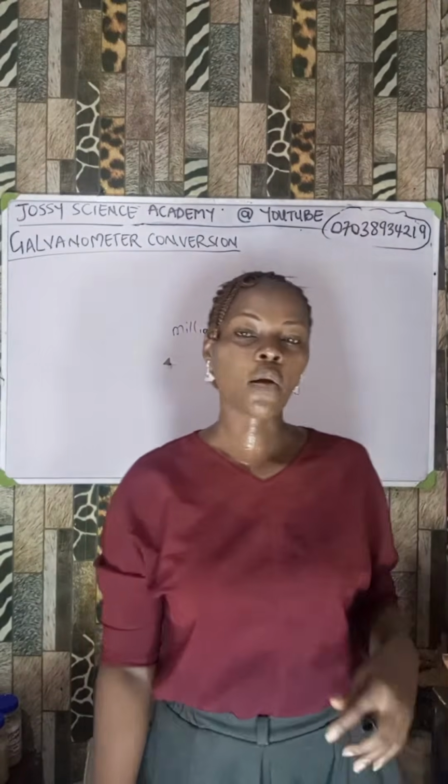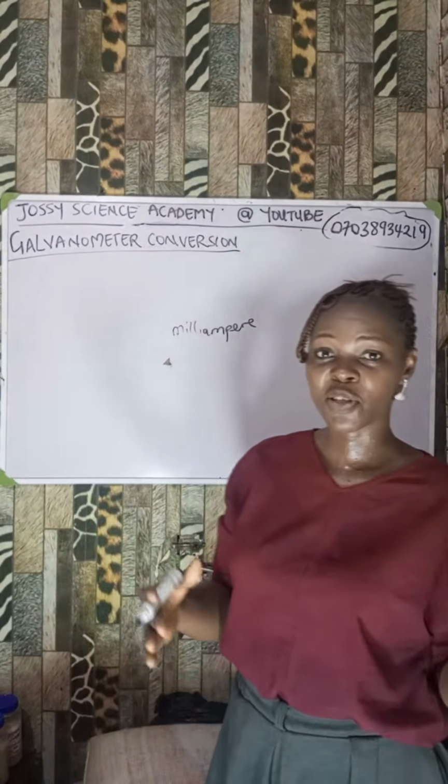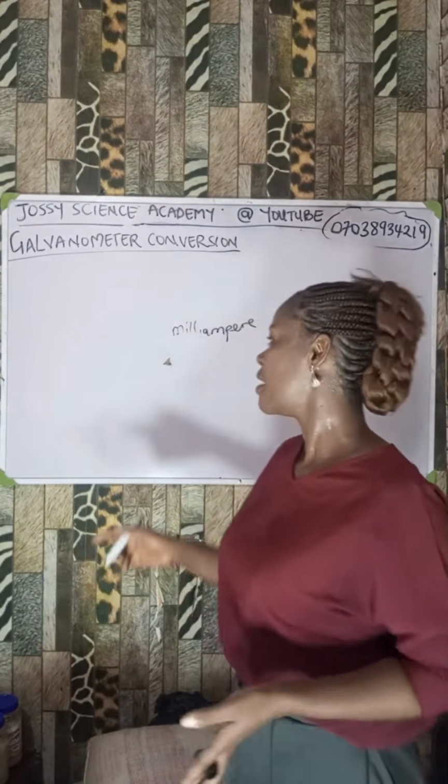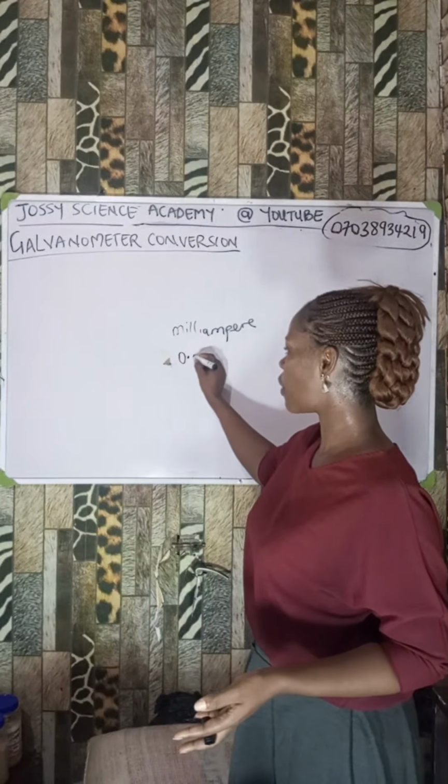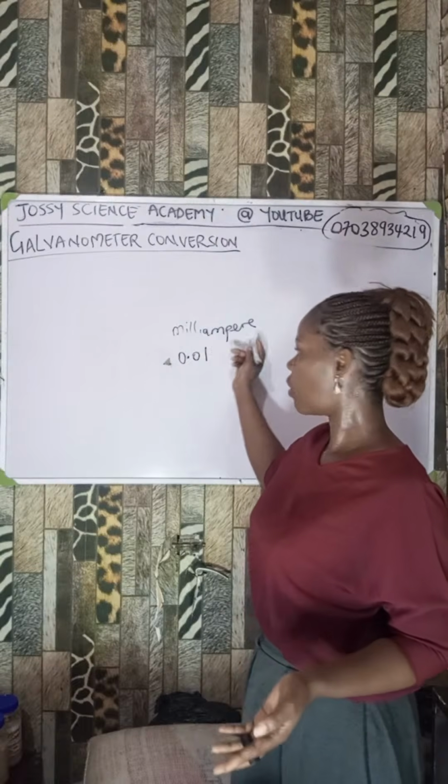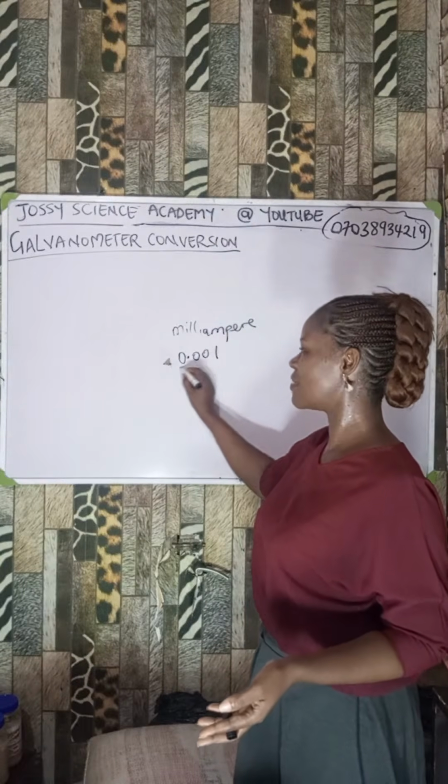So we can compare it with an ammeter. An ammeter measures in what? In amperes. Just like a galvanometer measures from 0.01, okay, 0.001. So you see, very, very small.